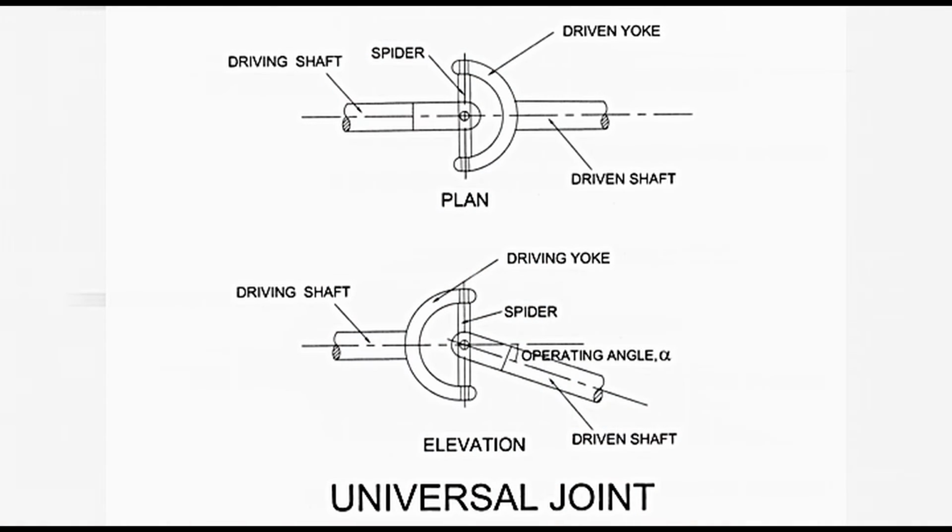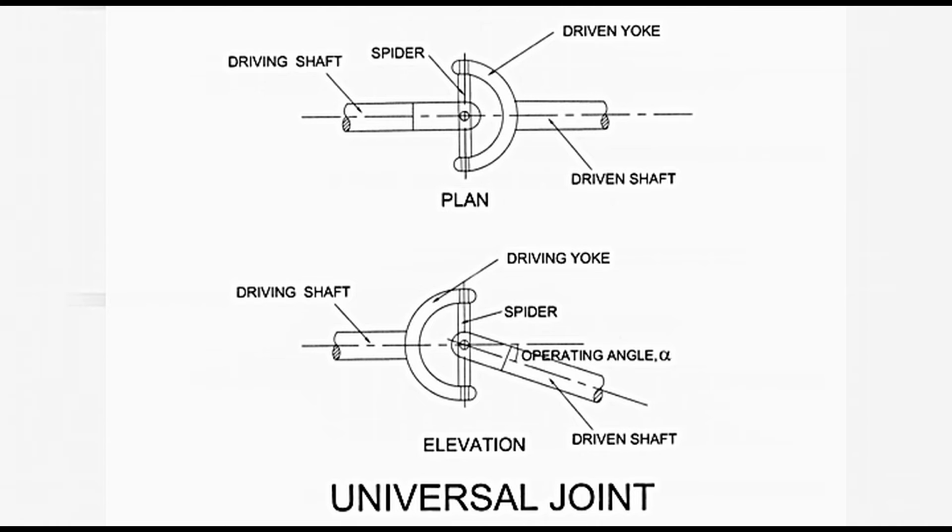The next diagram presents the assembled view. It has driving shaft and driven shaft with yokes at the end. The axes of the two shafts are inclined. Looking at the diagram, the spider is in the middle. Its ends are pushed inside the yokes.